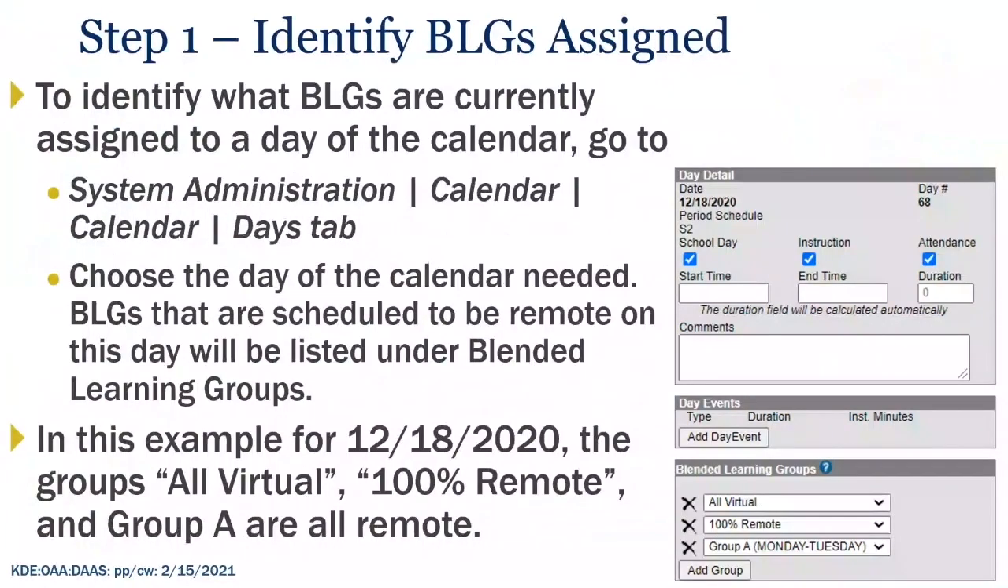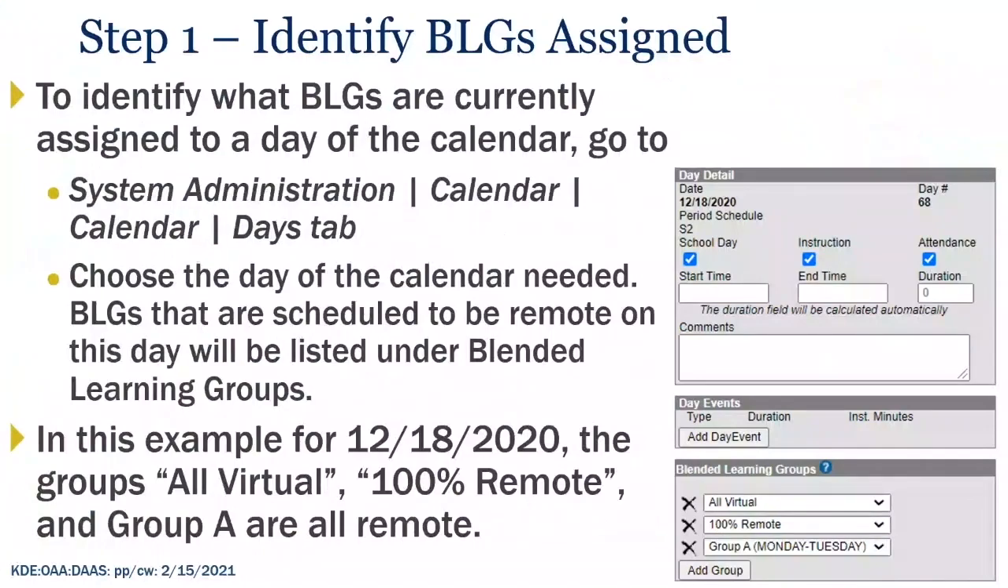Step 1 is to go to the System Administration Calendar, then Days tab. Choose the day of the calendar you want to see. The students in the blended learning groups that will be remote on this day are listed under the blended learning groups. Look at the bottom of the screenshot on this slide. Our example shows that on December 18th, there are 3 groups that are filled with remote learning students.